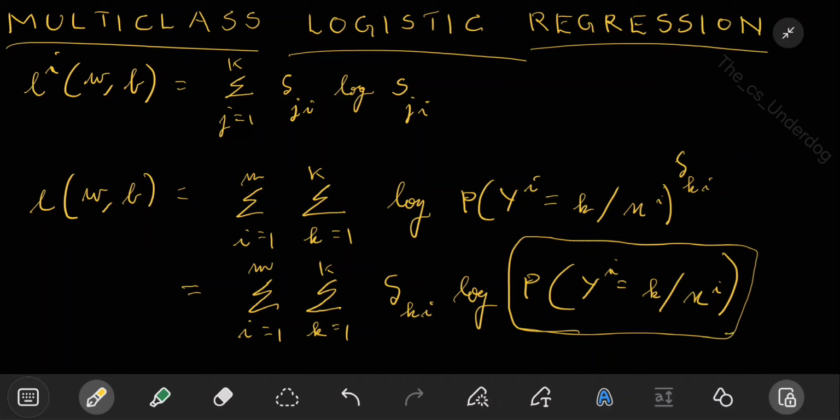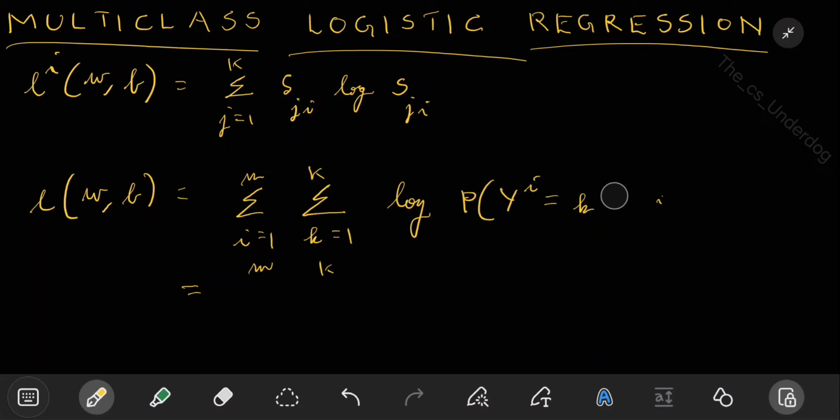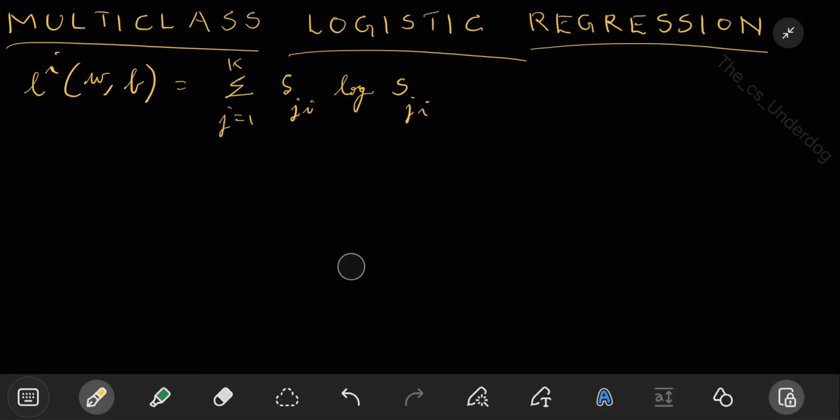If I write this whole thing throughout the solution, I'll have to write the whole expression, so it's easier to notate it as softmax. Sorry, not sigmoid, here it is softmax. In binary logistic regression, we used sigmoid. Here we are using softmax. So it is Sji. Let's continue with this. Here I have the log likelihood corresponding to one particular training example. So for one input, this is my log likelihood.